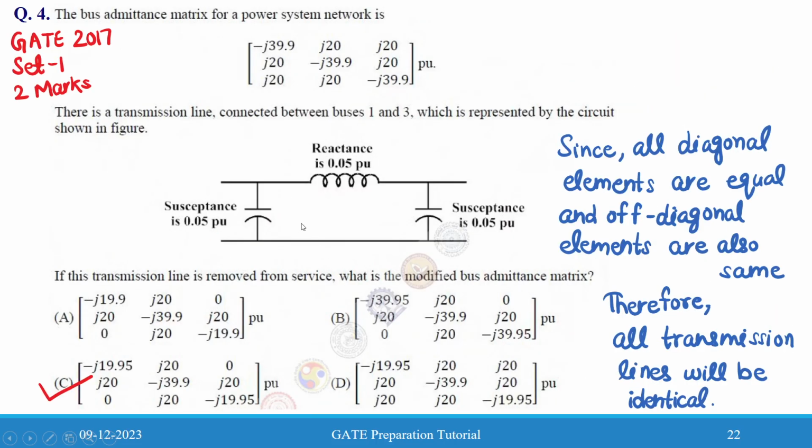Now let us come to the next part. In this problem, the bus admittance matrix of a power system network is given, and then a transmission line is connected between bus 1 and 3, which is represented by the circuit shown in the figure. If the transmission line is removed from the service, what is the modified bus admittance matrix? This is a very easy question and it is also of 2 marks.